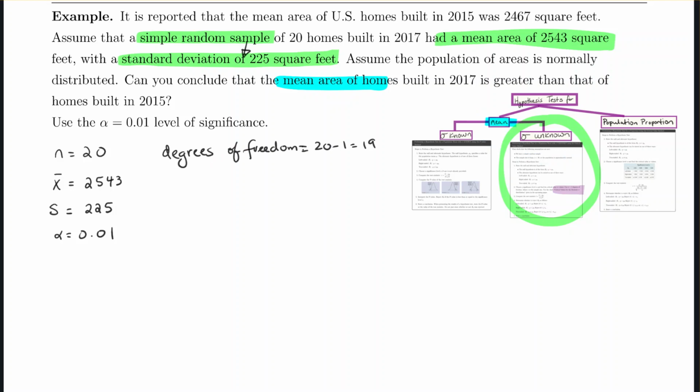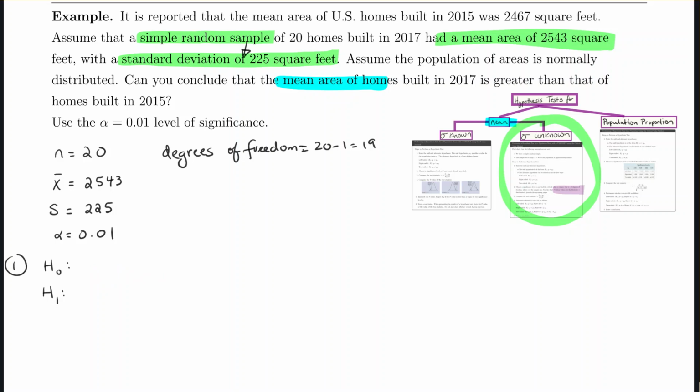So I've got 19 degrees of freedom here. Now, step 1 is always the same. What is the null hypothesis? What is the alternate hypothesis? You're going to gather that from how the question is phrased. I encourage you to pause the video right now and write out both of these. Unpause to check your work.